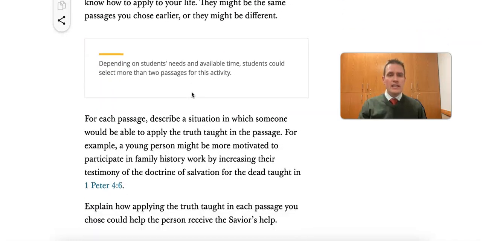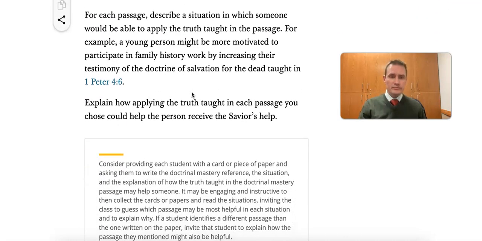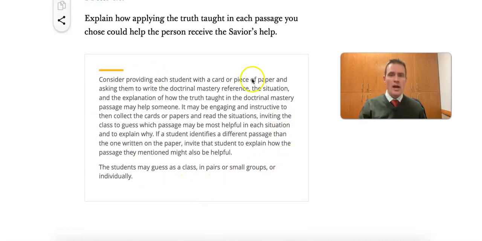I really like this activity here, and it's described in this call-out box that you would provide each student, again, with a piece of paper that has the Doctrinal Mastery passage written on the top. So I prepare those in advance, 12 pieces of paper, 12 Doctrinal Mastery references at the top, and the students are going to pick one. They're going to then think of a scenario that relates to that Doctrinal Mastery reference. Gather in all the papers, and then you're going to play a bit of a game with this. You're not going to read the reference, but you're going to read the scenario to the class and have them guess which Doctrinal Mastery reference it is.